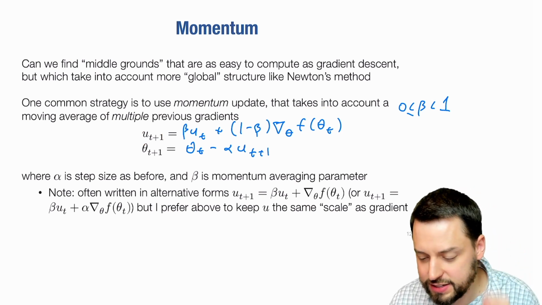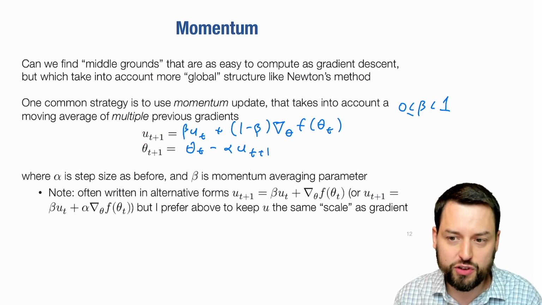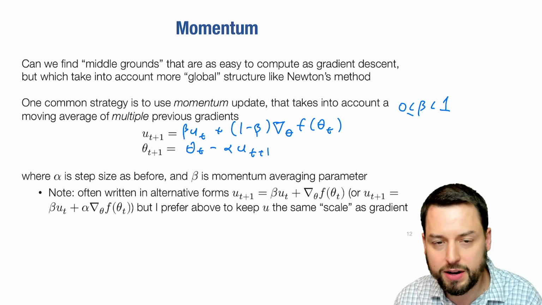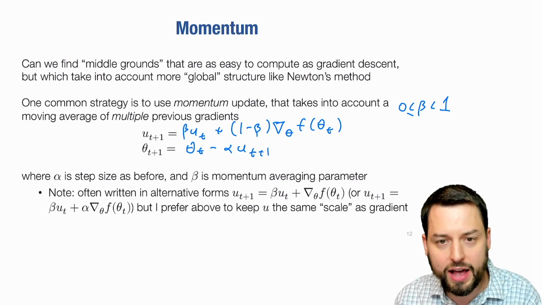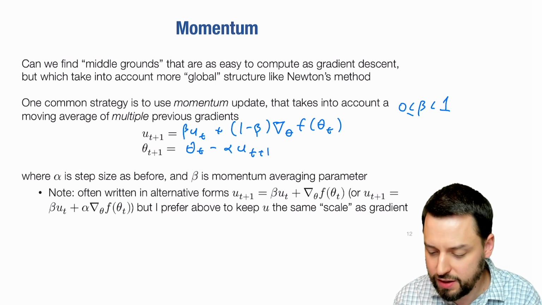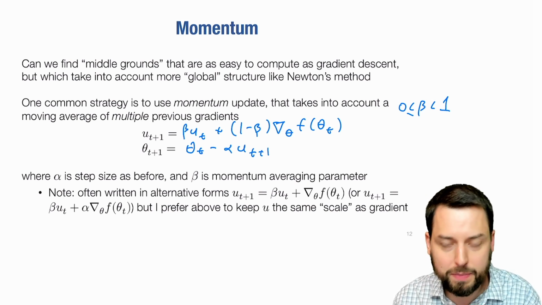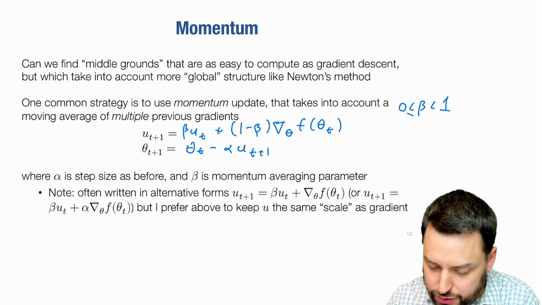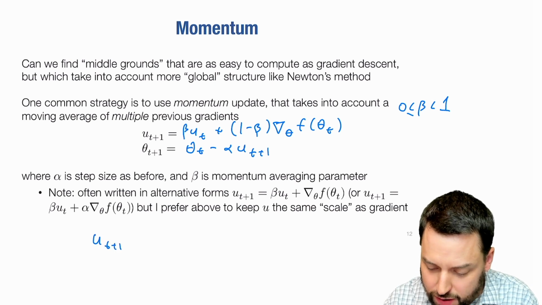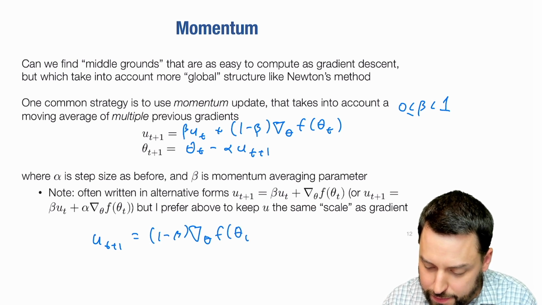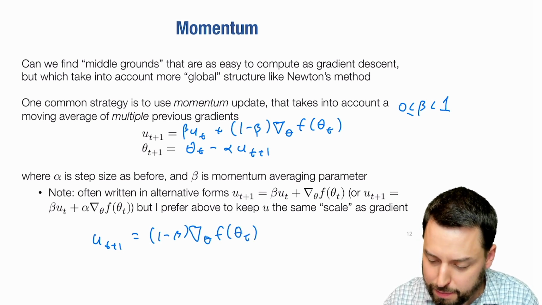Now, to see this, let me write it out explicitly for this one case. I'm not going to do this after this, but we can look at what this momentum would really be here. So if we look at what u_{t+1} is, I'm going to write it in the other order now: it would be equal to 1 minus beta times the gradient of our current term, plus beta times u_t.